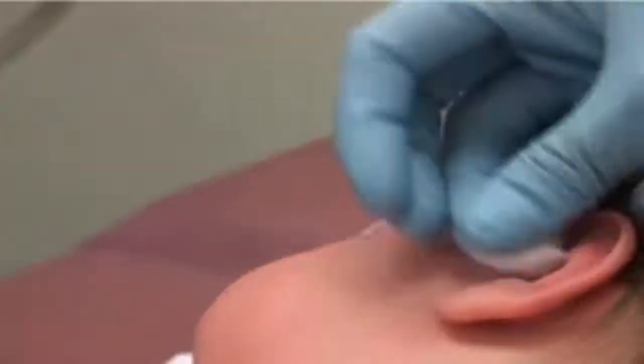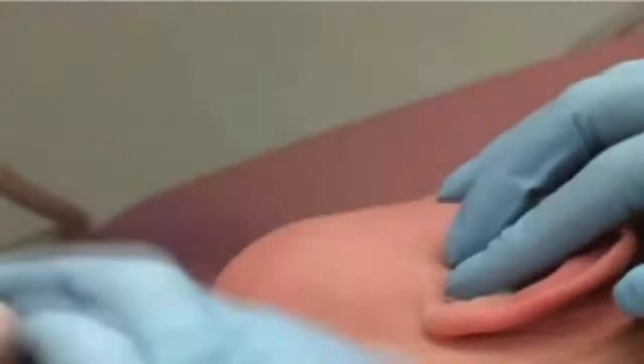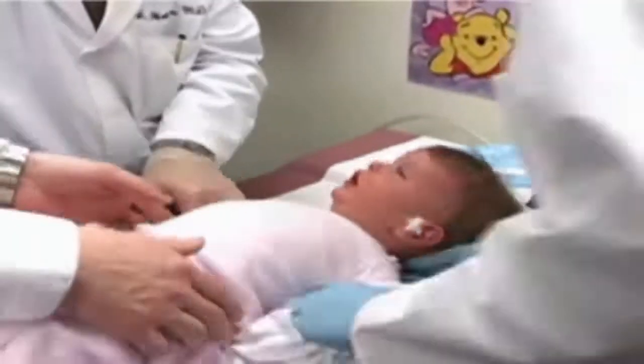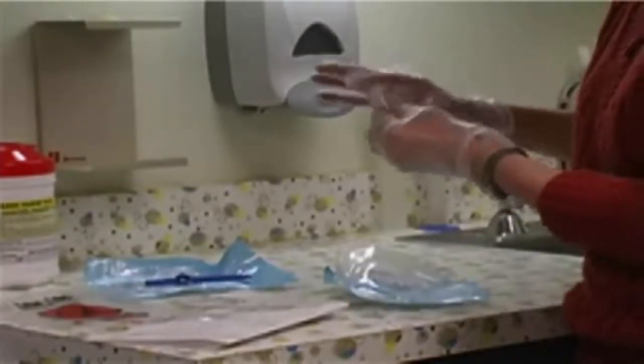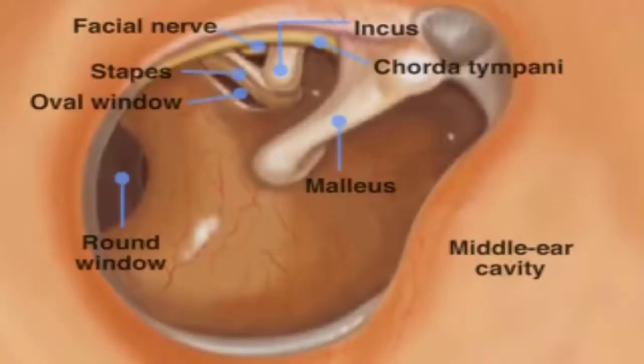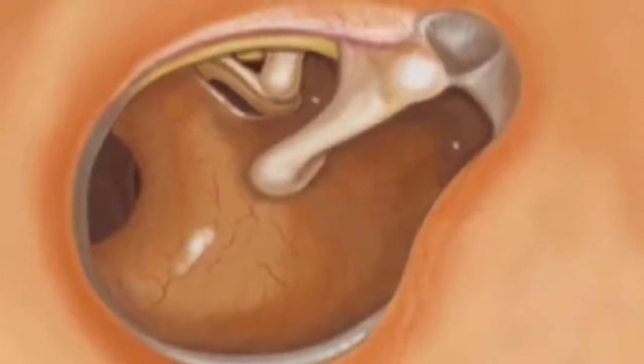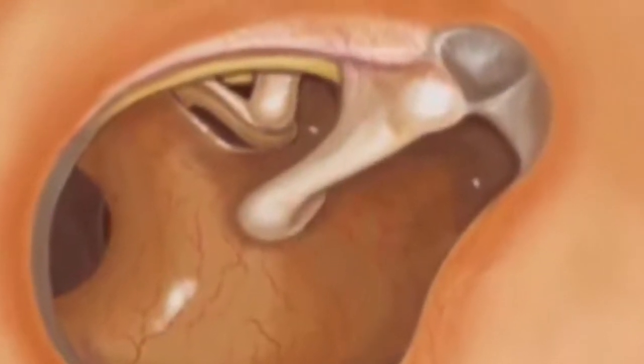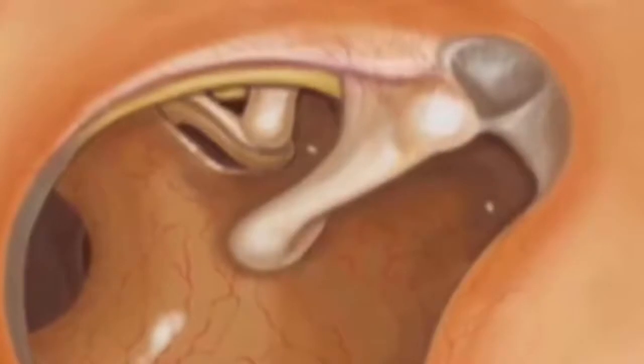Place a small cotton pledget in the external auditory canal to absorb any remaining blood or pus and release the child from the restraint. Remove the plastic receptacle from the tympanocentesis aspirator, cap it, and send the specimen for microbiologic evaluation. The incidence of complications of tympanocentesis has not been studied systematically, but appears to be extremely low.